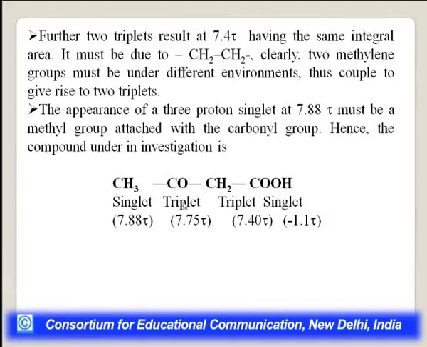Here you can see CH2, this is a triplet. So these are the data: one will give you a singlet, and the other will give you a triplet.